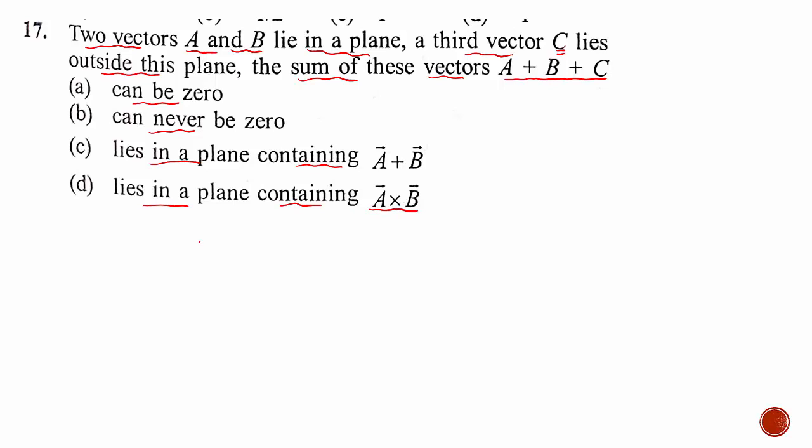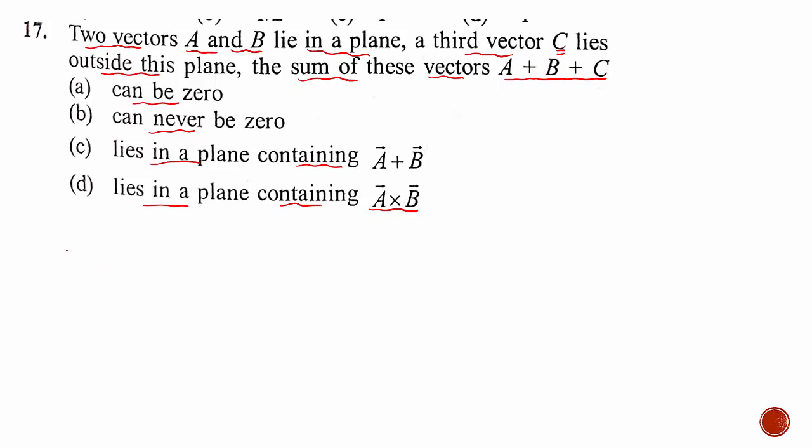Here it is given 3 vectors. A and B are lying in the same plane. But the third vector is not lying in the same plane. It is outside the plane. The sum of these vectors A plus B plus C will be, we have to find the proper option.